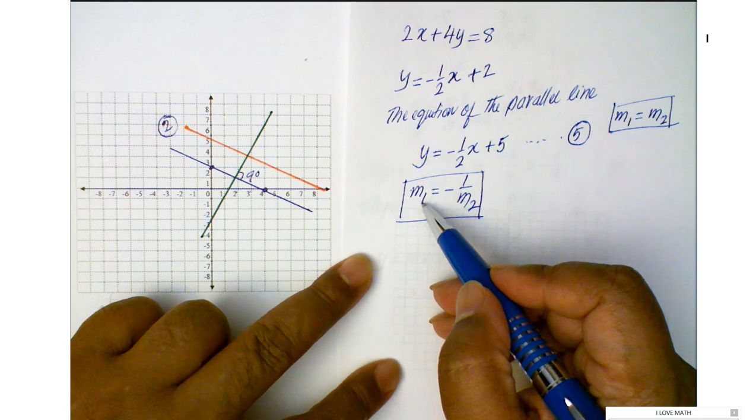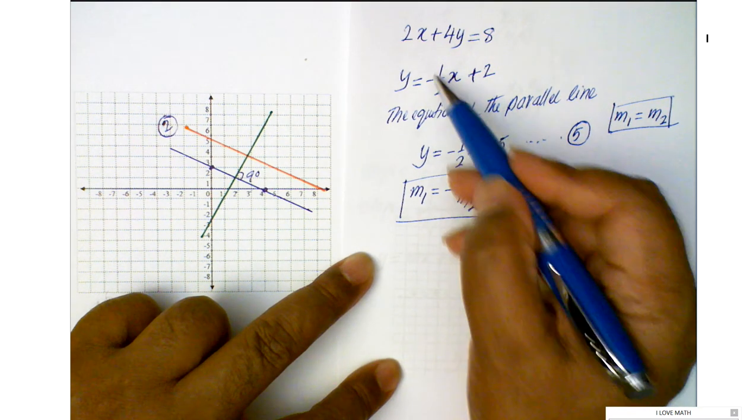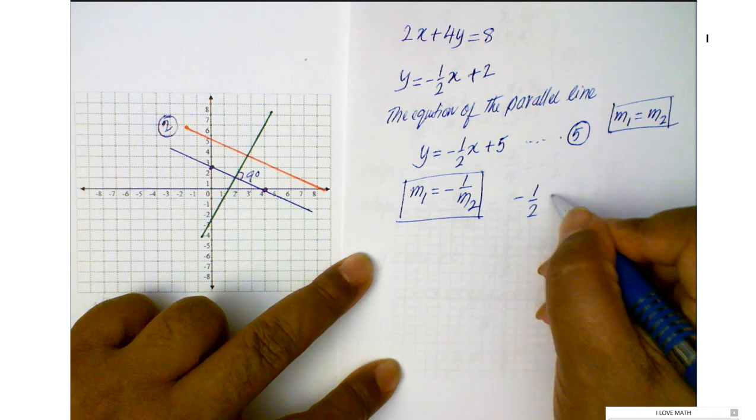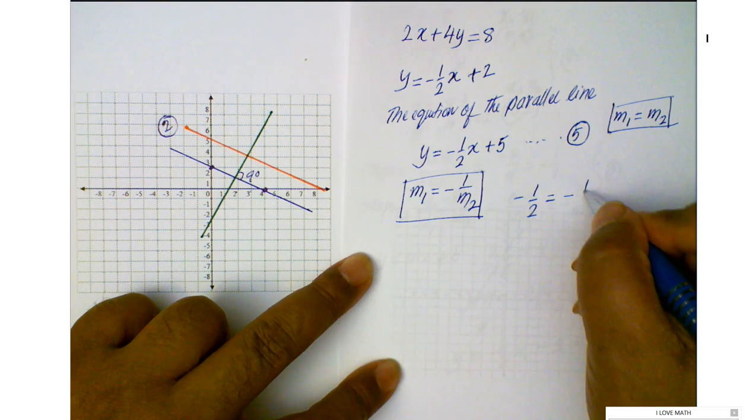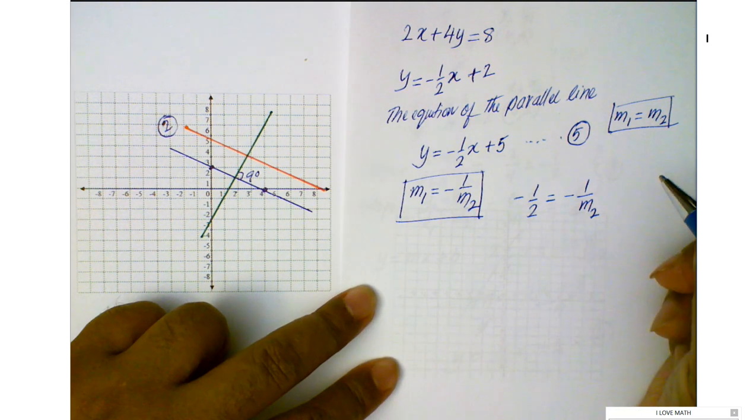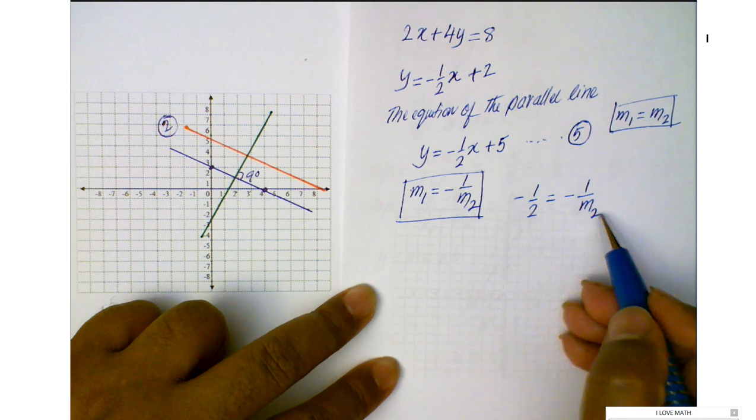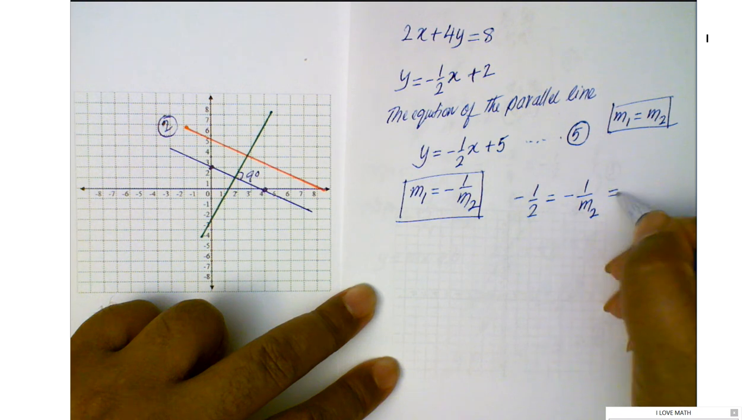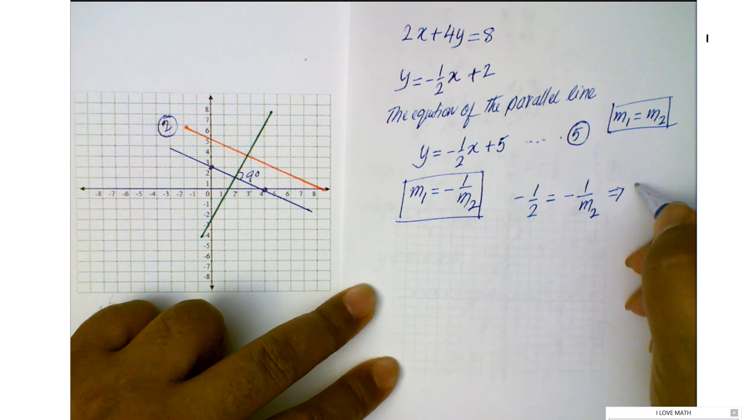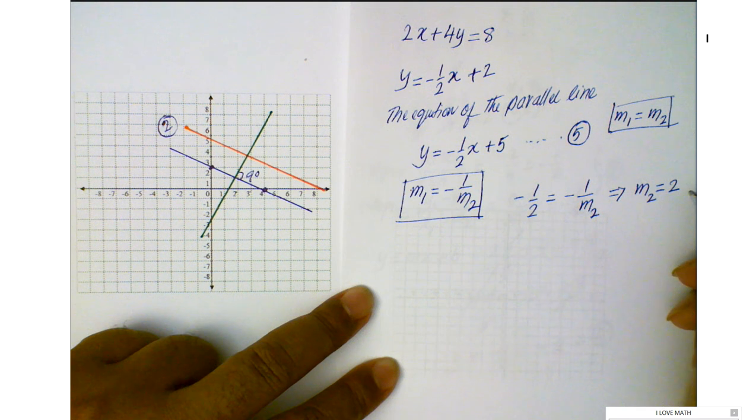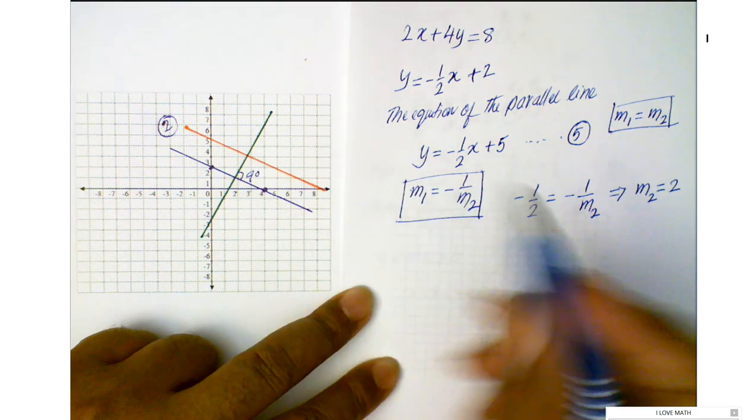So do we know m1? Yes, we know m1. m1 is equal to negative 1/2. So if we put that, negative 1/2 is equal to negative 1 over m2. So what does it mean? This means m2 equals 2, right? Must be m2 equal to 2. So we know the slope of the perpendicular line.